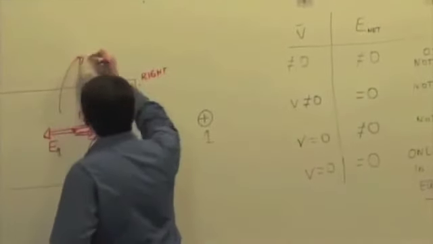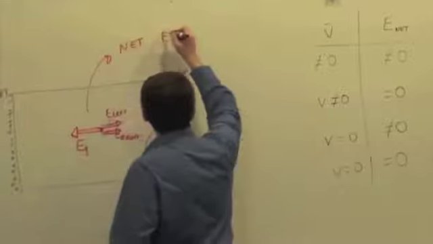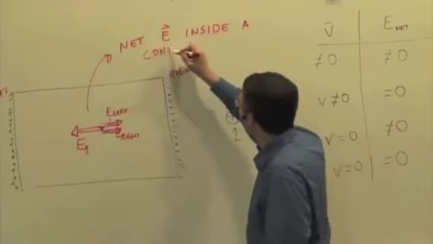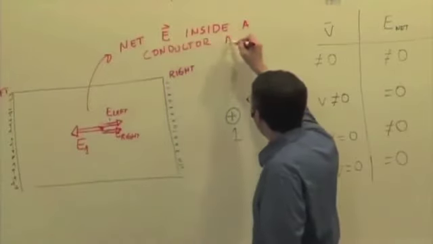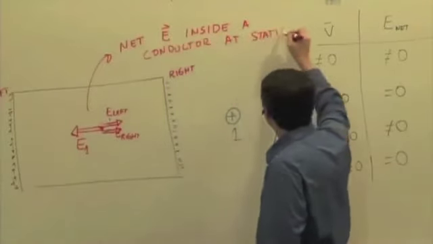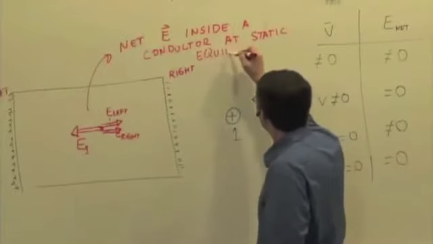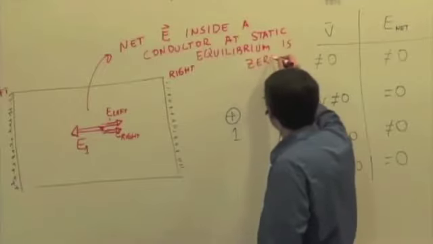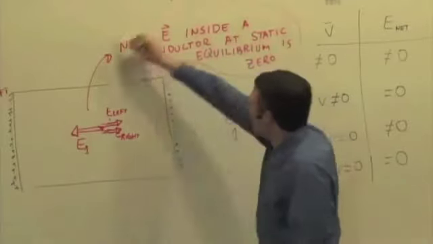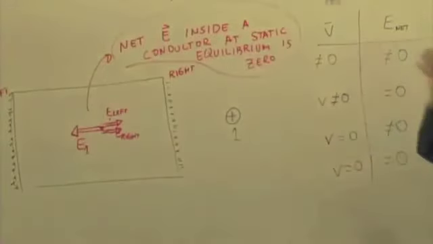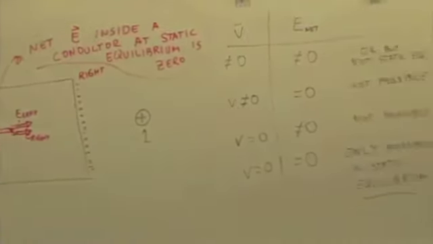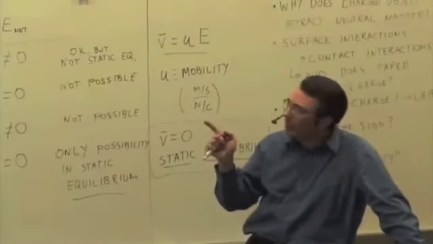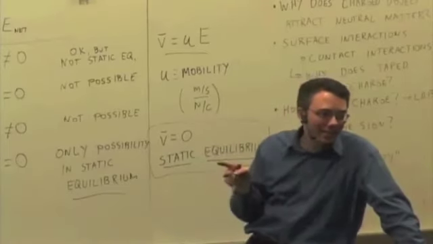So this is an important result. The net electric field inside a conductor at static equilibrium is zero. And it's one of those sentences where every single word is absolutely important. It's not just the electric field due to a single object, it's the net electric field due to everything. Not in an insulator, it's in a conductor.